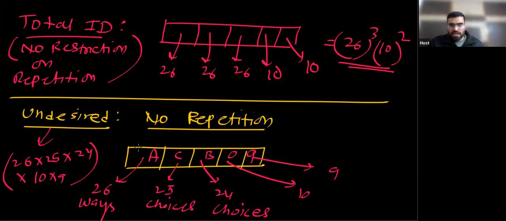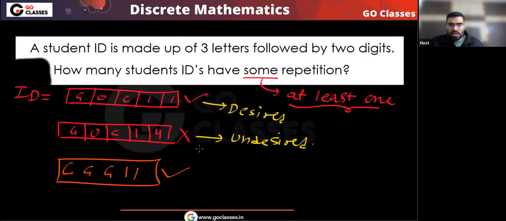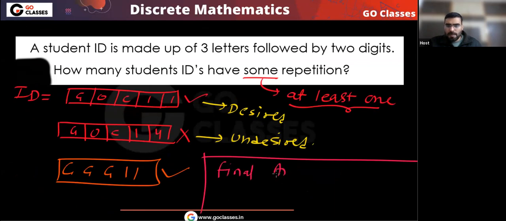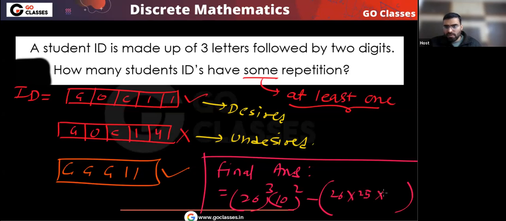Finally, what you can do is total cases minus undesired cases, that will be your answer for this question. So the final answer will be basically 26 power 3 into 10 power 2 minus 26 into 25 into 24 into 10 into 9. This is how you can do it.